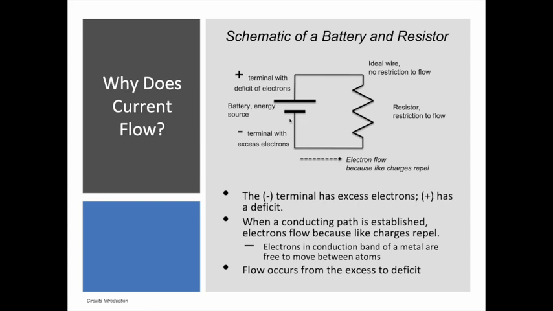The minus terminal, shown here, the shorter line, has an excess of electrons. The plus terminal, up here, has a deficit. And when the conducting path is established, in this case through the resistor, electrons move because like charges repel. So those excess electrons that are on the minus terminal here, they're overcrowded and they're all repelling each other. They flow through the wire. Electrons in the conduction band of atoms in a metal are free to move between atoms.